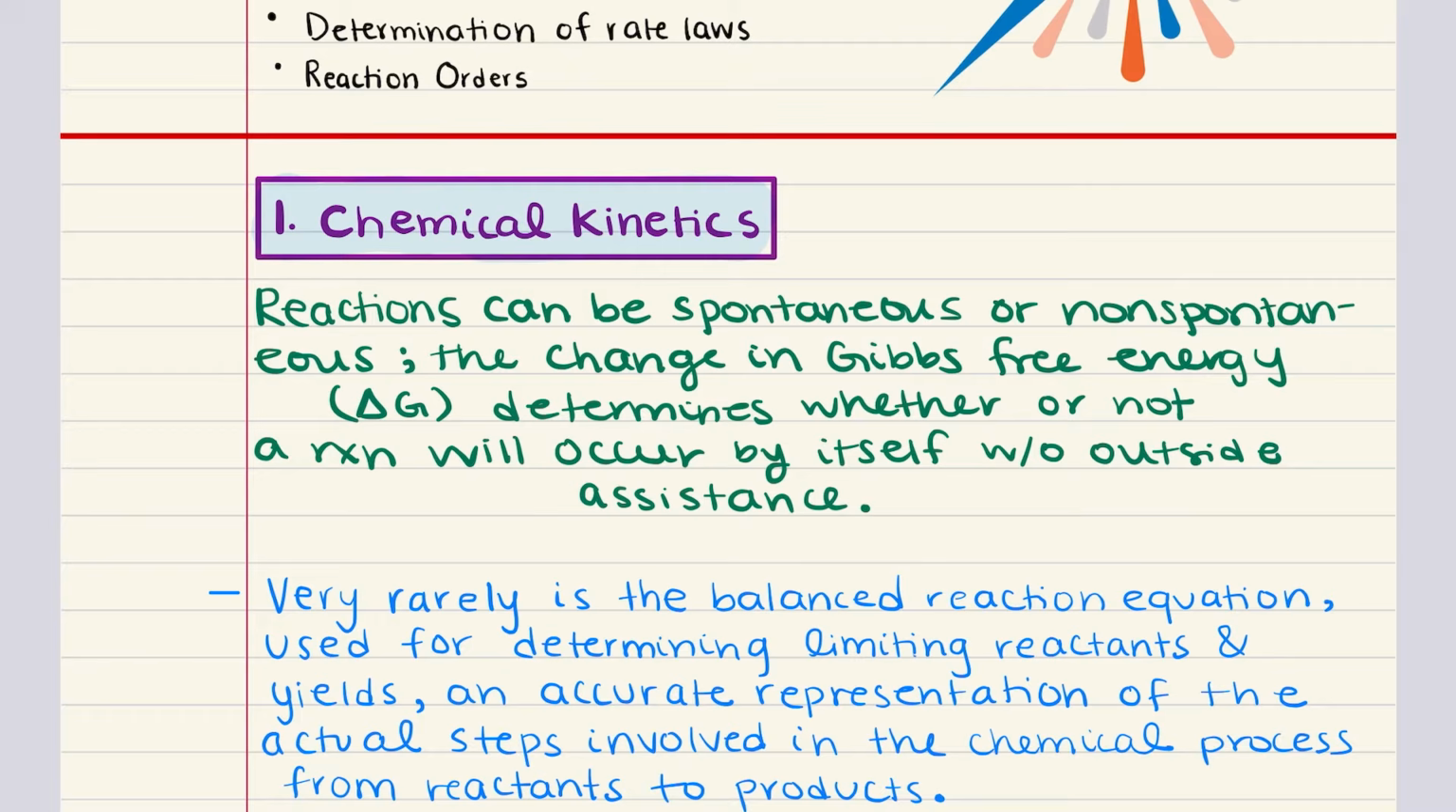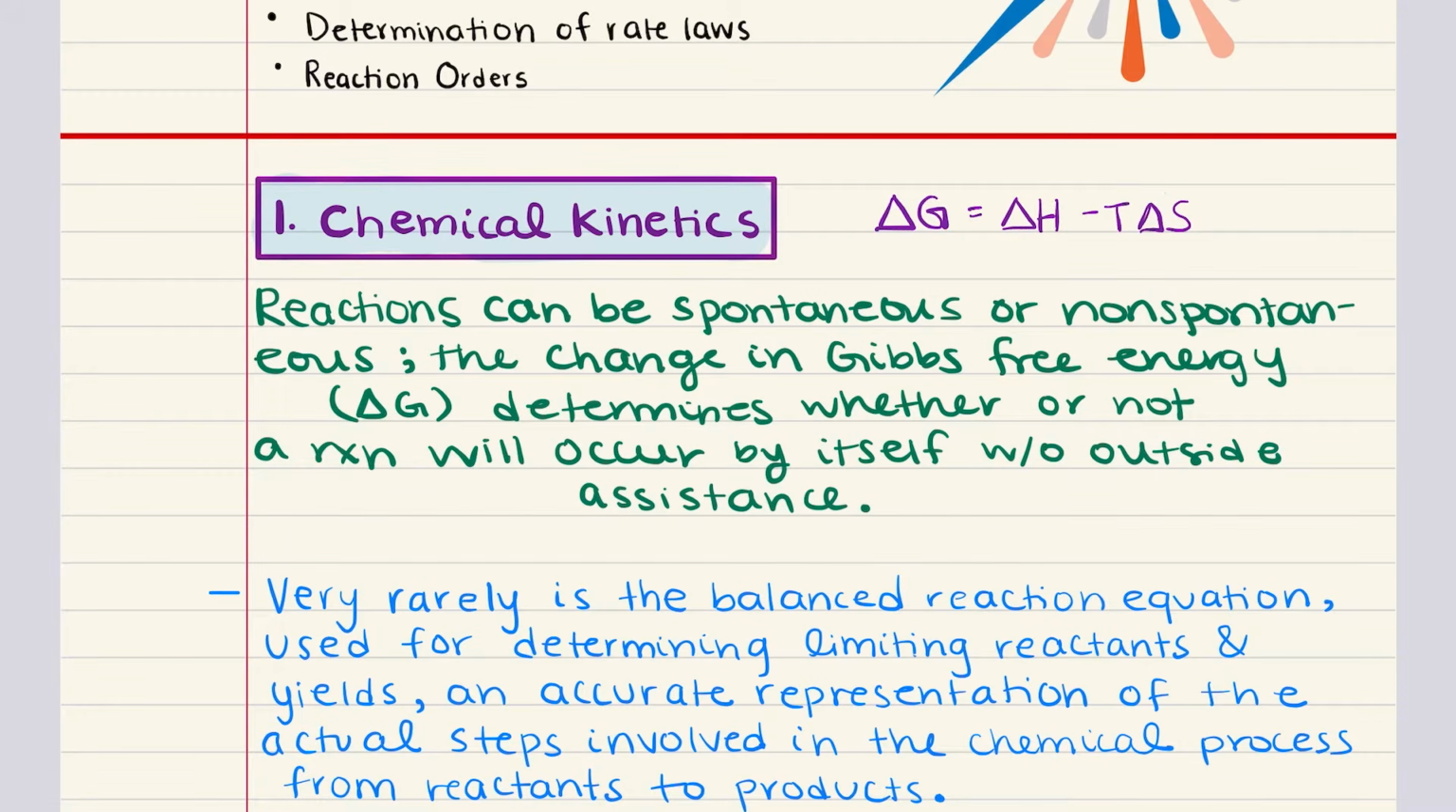Gibbs free energy is a measure of the amount of energy available to do work in a chemical system. Gibbs free energy is a thermodynamic quantity that combines enthalpy and entropy to predict whether a reaction will occur under constant temperature and pressure. And it has the following equation. Delta G, the change in Gibbs energy, is equal to the change in enthalpy minus temperature multiplied by the change in entropy. Both of these are concepts we're going to discuss later.